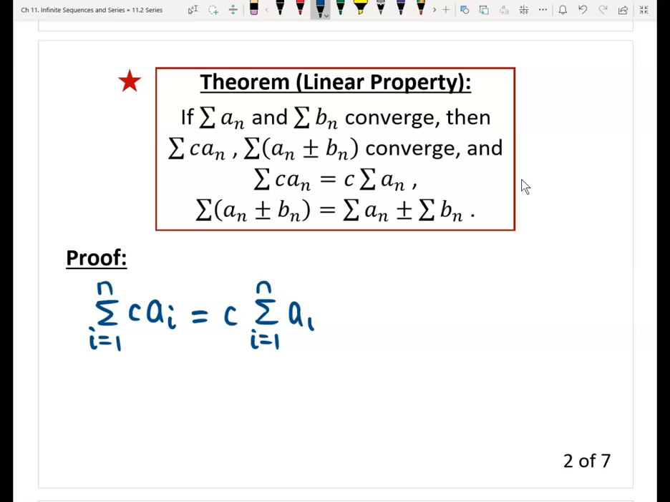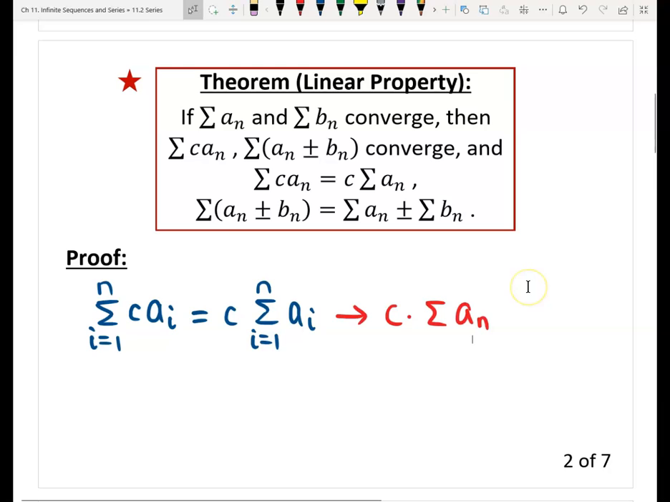And a_i. Because this is a finite term, we can factor c out. Can you see now? Because the series a_n converges, right? Therefore, this approaches c times the sum of a_n. Okay, this is a number, and therefore we prove the first one, right? And which means the c is taken out. This is the limit of the partial sum. Therefore, it is the sum of the series.